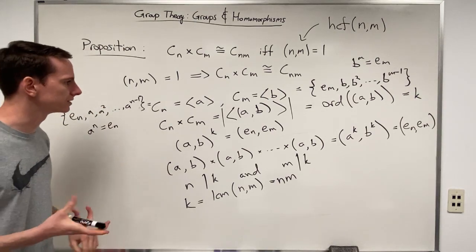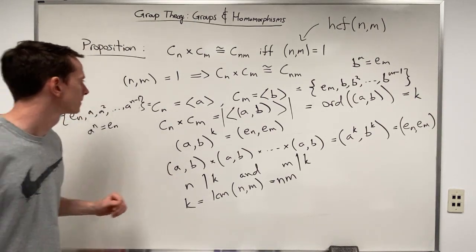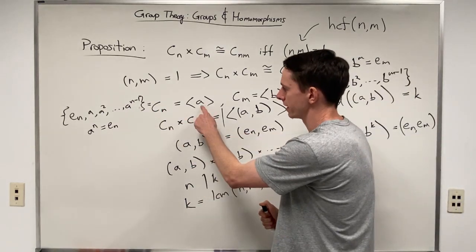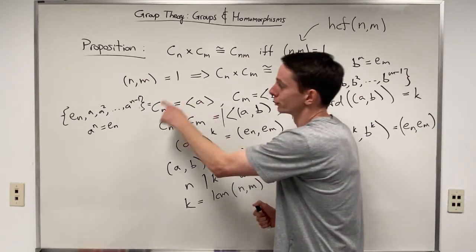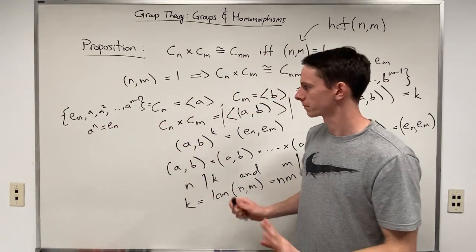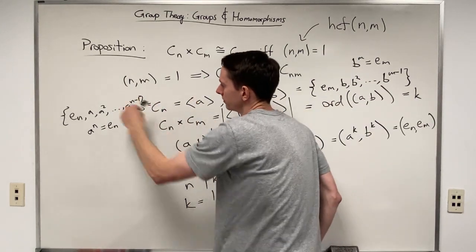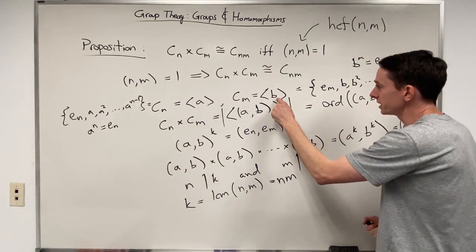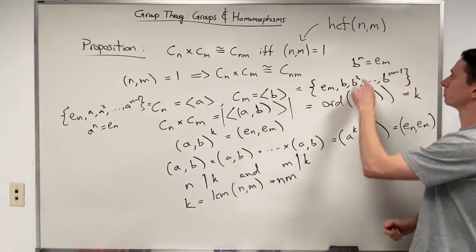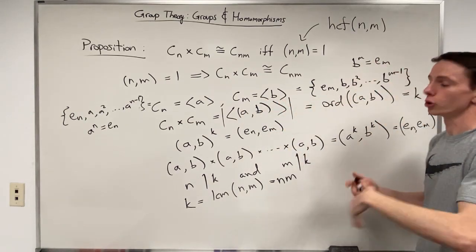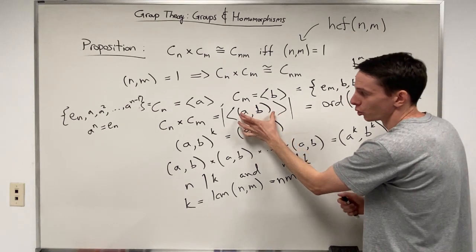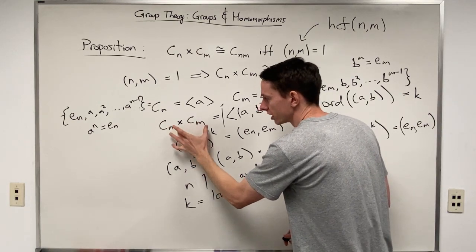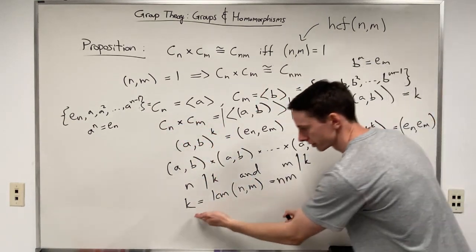Let's see why, in case that is confusing, because I know there's a lot going on, right? The order of the element a in the group C sub n is n. The order of the generator is the number of elements in the cyclic group. a to the n equals the identity. Same thing here, the order of this element b is going to be m, because b to the m equals the identity. So by that same logic, the order of this ordered pair is going to be the number of elements in C sub n cross C sub m, which is k.